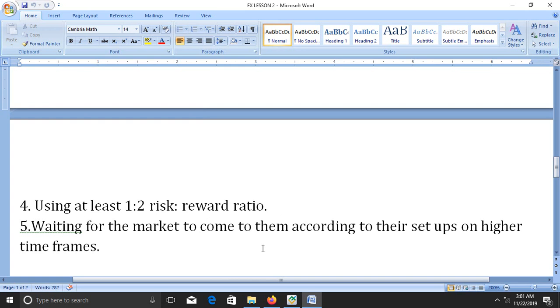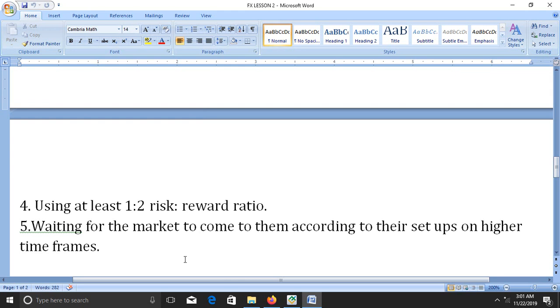Okay, and the last thing is you must always wait for the market to come to you according to your setups on higher time frames. You don't force the market. If there is no structure telling you to sell, and everybody is selling, that is not your business. So what you have to do is wait for the right time. Wait for the right time. And then when you wait for the right time, the market will reward you.